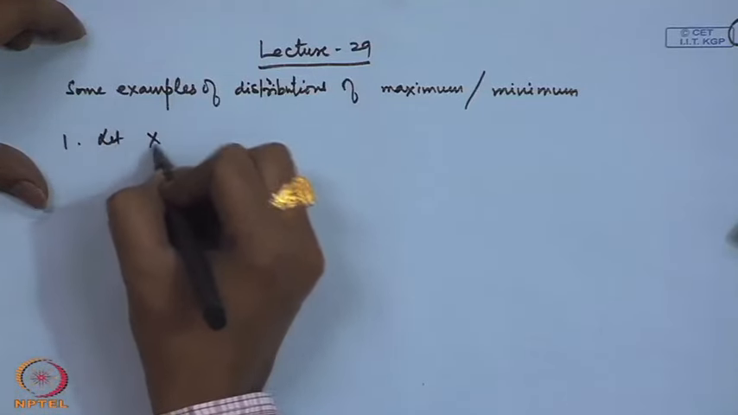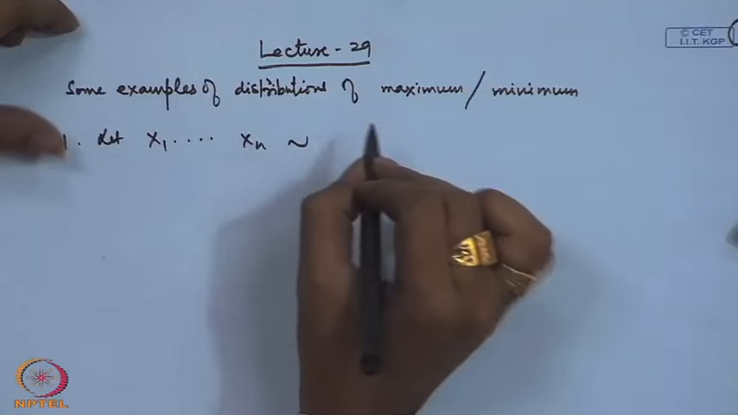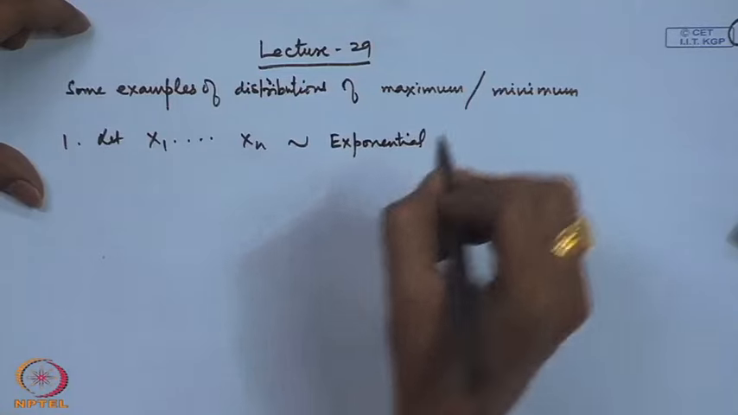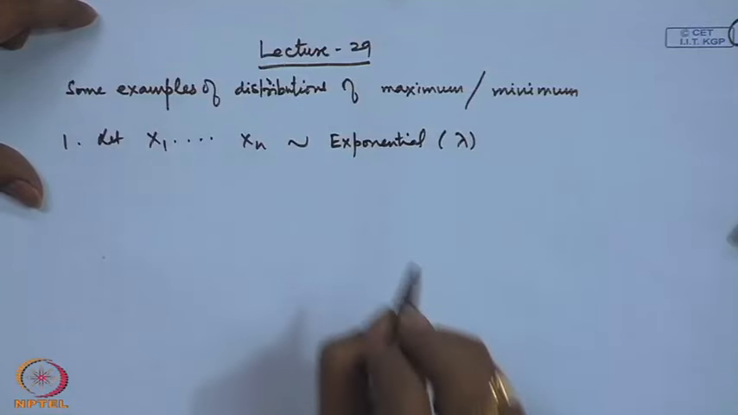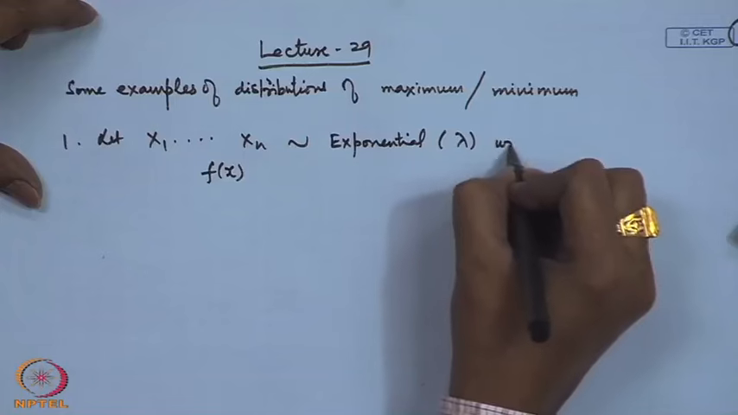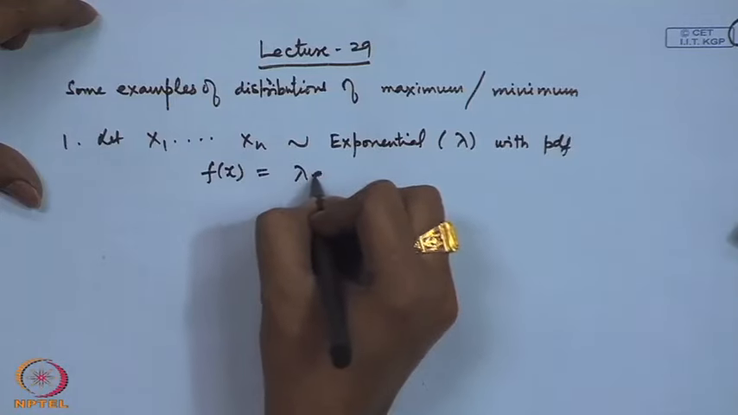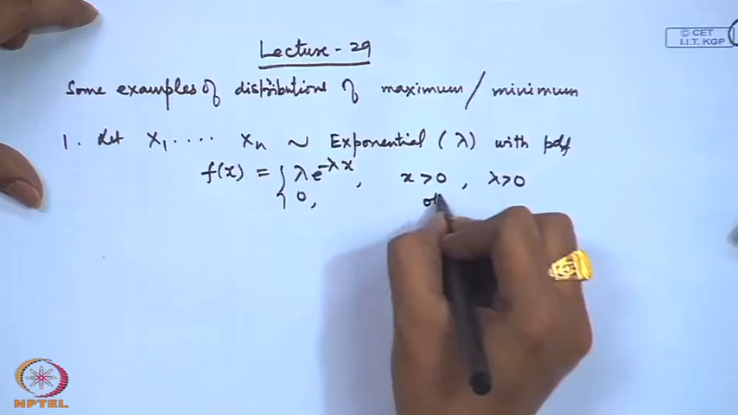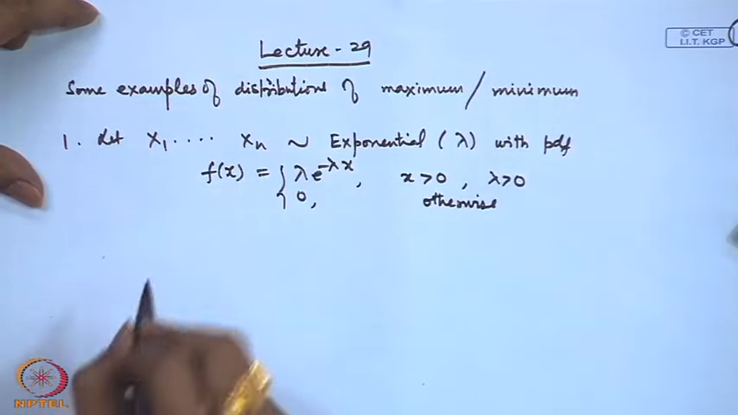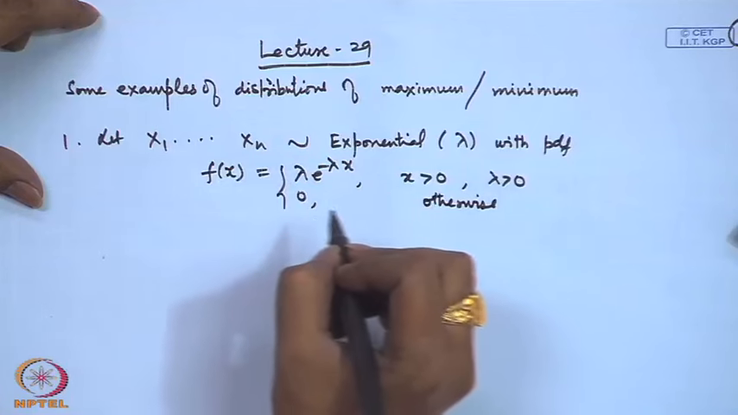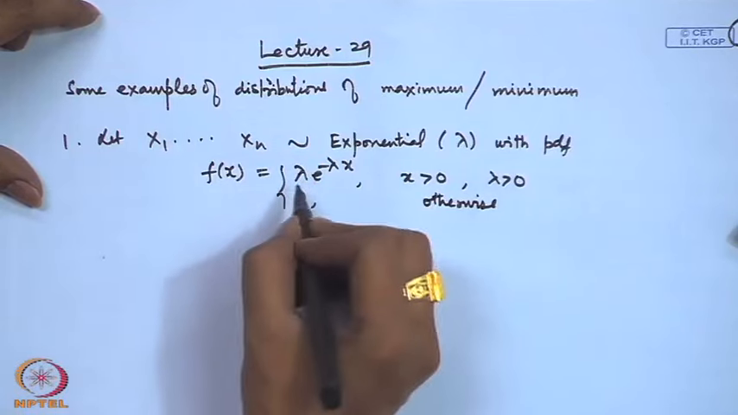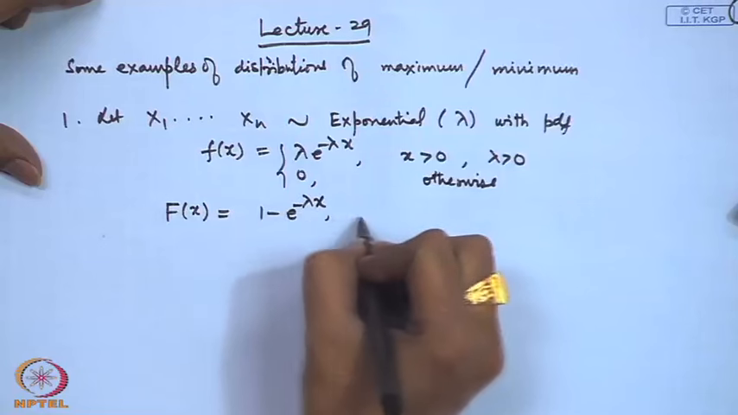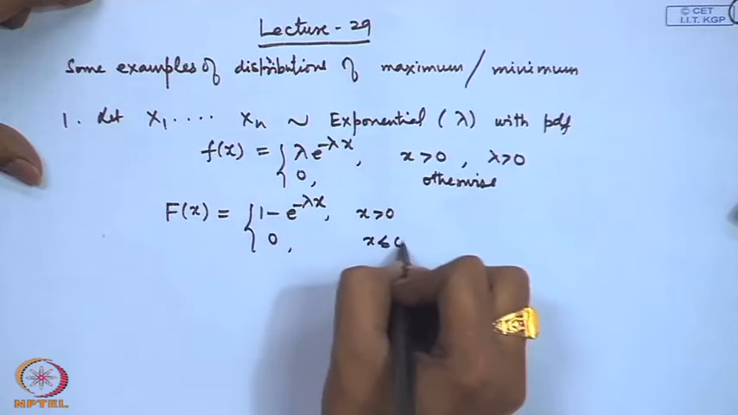say, as the first example, x1, x2, ..., xn follow an exponential distribution. Let me take the standard exponential distribution with parameter lambda. That means I am considering the density function f(x) is equal to lambda e to the power minus lambda x, where x is greater than 0 and lambda is greater than 0, and 0 otherwise. Let us consider here the CDF. So, what is the CDF here? CDF here is equal to 1 minus e to the power minus lambda x for x positive, and of course, it is 0 for x less than or equal to 0.